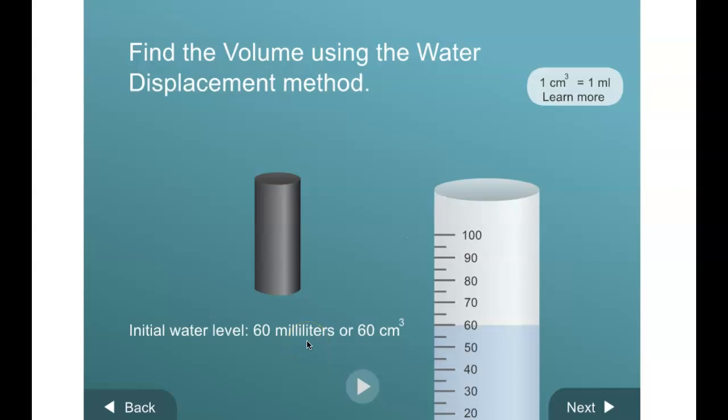They're also reporting the volume in cubic centimeters. And you can see the conversion factor up here: 1 milliliter of liquid water is equal to 1 cubic centimeter. Now, next I would add the object that I'm interested in finding the volume of and place it in the graduated cylinder.